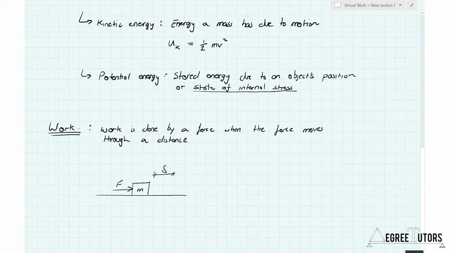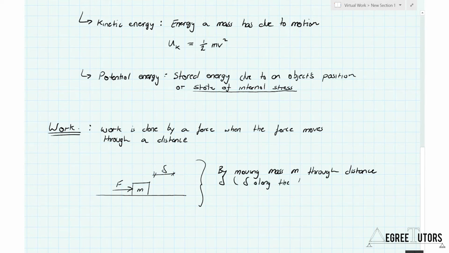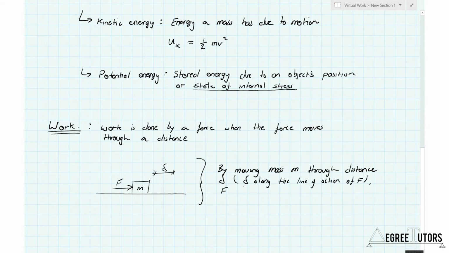So what we're saying here is that by moving the mass m through the distance delta along the line of action of the force, so delta must be in the same direction as the force, that's important, the force F does work on the mass. So let's wrap that up in a couple of notes here. So by moving the mass m through a distance delta, where delta must be along the line of action of the force, we can say that F does work on m.